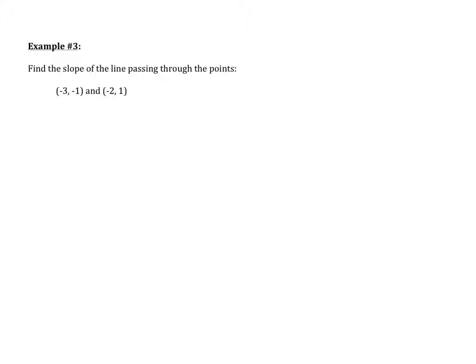Example number 3, find the slope of the line passing through the points (-3, -1) and (-2, 1). This time I'm not given the graph. Could I take out a piece of graph paper and plot these 2 points and then count the rise over the run? Of course I can. If you don't have any graph paper handy, we need to figure out a different way to find the slope.